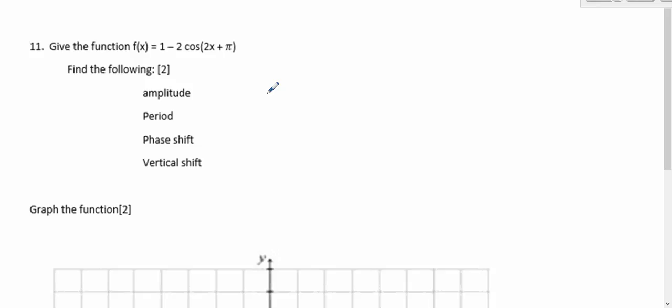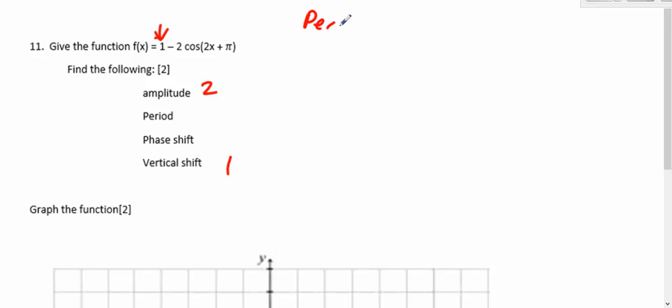So the midline of this graph is up at 1 because that's the number that's by itself, like our vertical shift. So it's shifted 1. The -2 in front is the amplitude. It also tells us that it's reflected because of the negative, but the amplitude is 2. The period is changed by the 2 in front of the x.